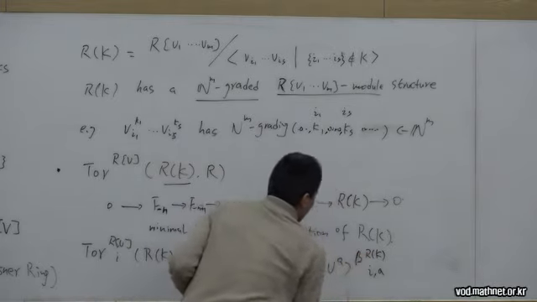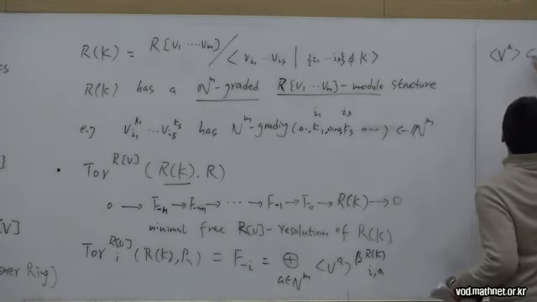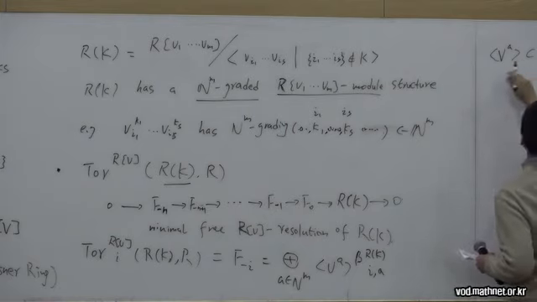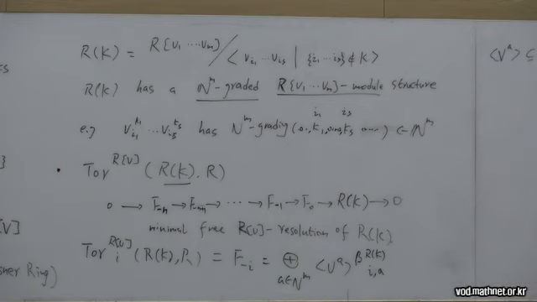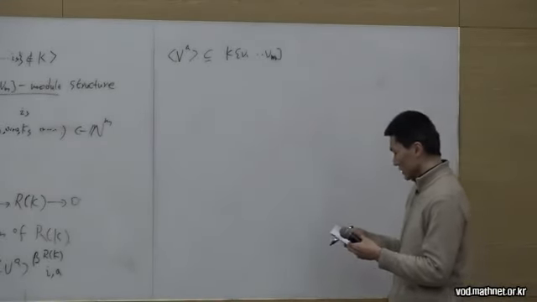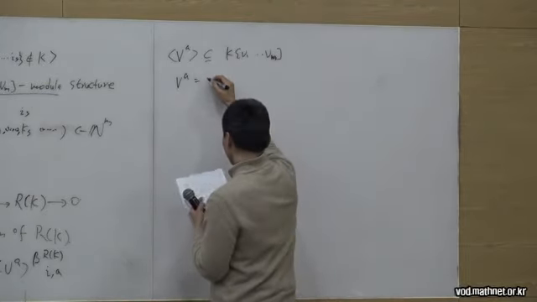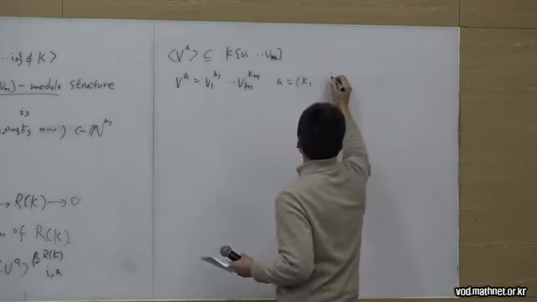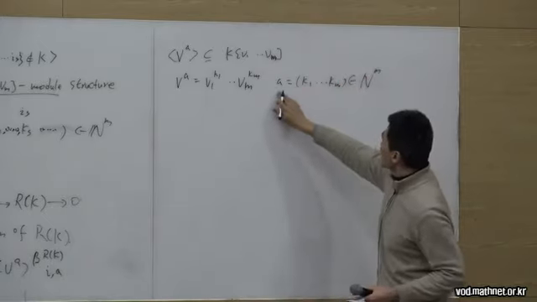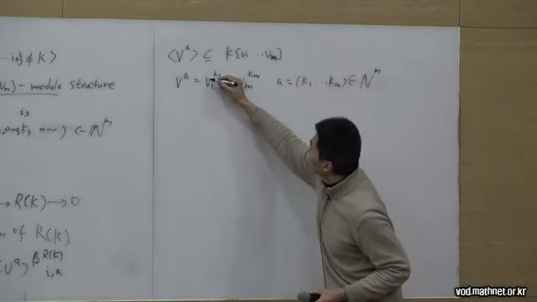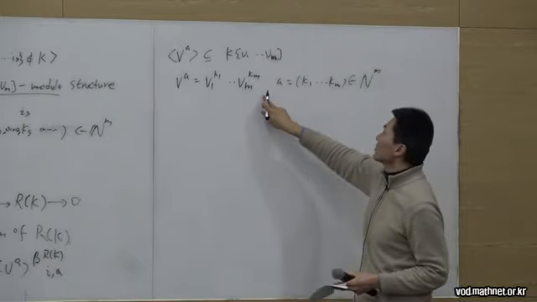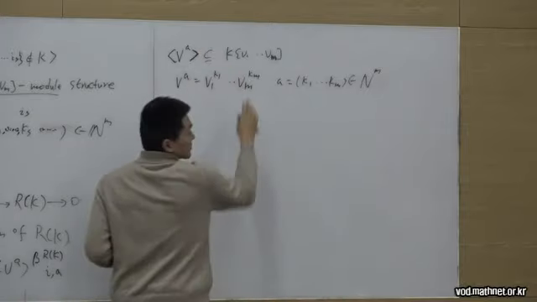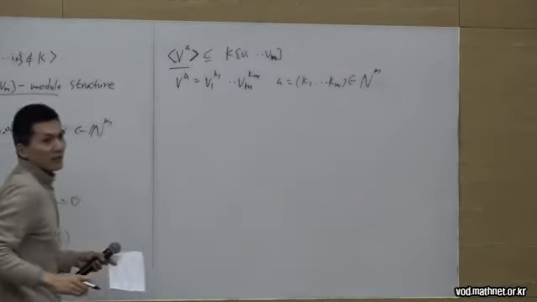So V_A is an ideal, a submodule of this polynomial ring. The notation V_A is generated by v_1^{k_1} ... v_m^{k_m}, where A = (k_1, ..., k_m) is a vector in N^m. Suppose A is a vector in N^m; then V_A is just this polynomial notation. Then this is an N^m-graded submodule of this polynomial ring generated by V_A.